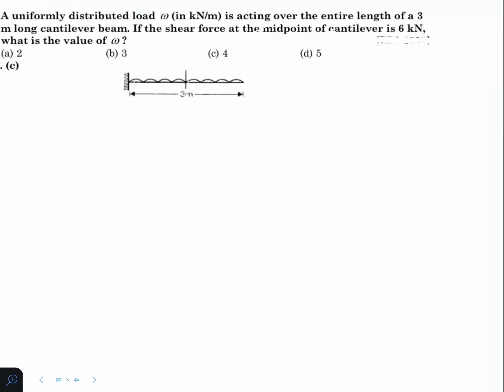Now the next question is a uniformly distributed load W kilonewton per meter acting over the entire length of a 3 meter long cantilever beam. If the shear force at the midpoint of the cantilever is 6 kilonewton, what is the value of W? See, this is W kilonewton per meter. We know that this shear force diagram will be like this. We have already discussed this is linearly varying.